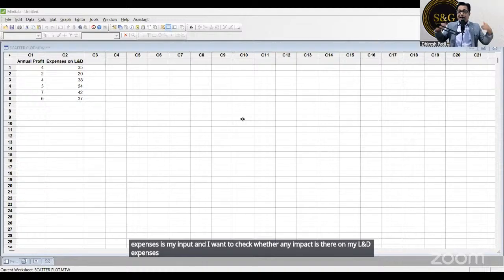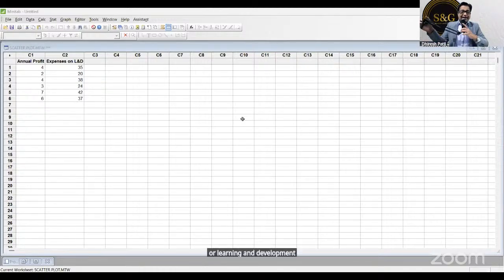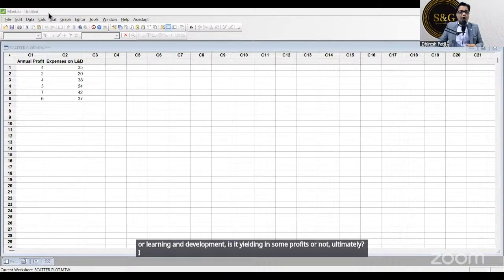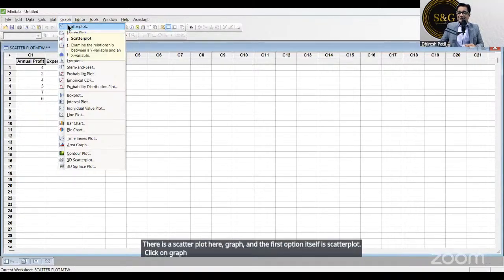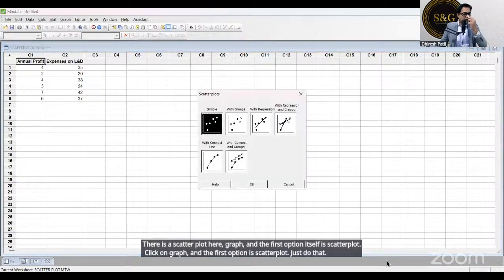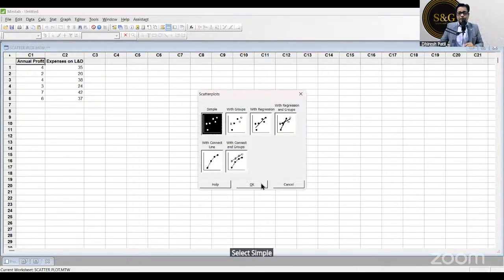And I want to check whether any impact is there from my L&D expenses. As a businessman, I want to know that whatever investment I'm making in my people skill building or learning and development, is it yielding some profits or not ultimately? I just want to check that. So how do we do that? There is a scatter plot. Click on graph and the first option is scatter plot. Just do that. Select simple, which is the default.